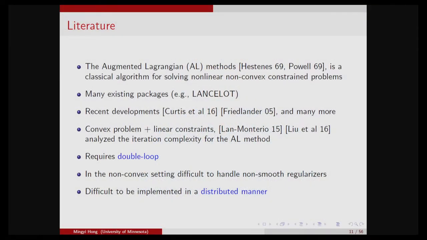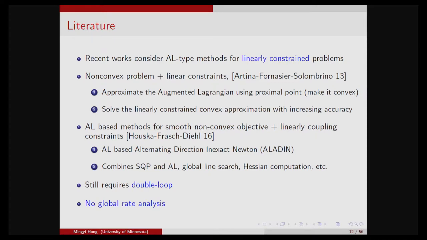The augmented Lagrangian method cannot handle non-smooth regularizers. It's very difficult to handle that. Recent work to specialize AL type methods for linearly constrained problems also has the same drawback. They have double loops, and there's no global rate analysis. Because of time, I'm not going to go into detail about these two algorithms. They are combining sequential quadratic programming with AL.